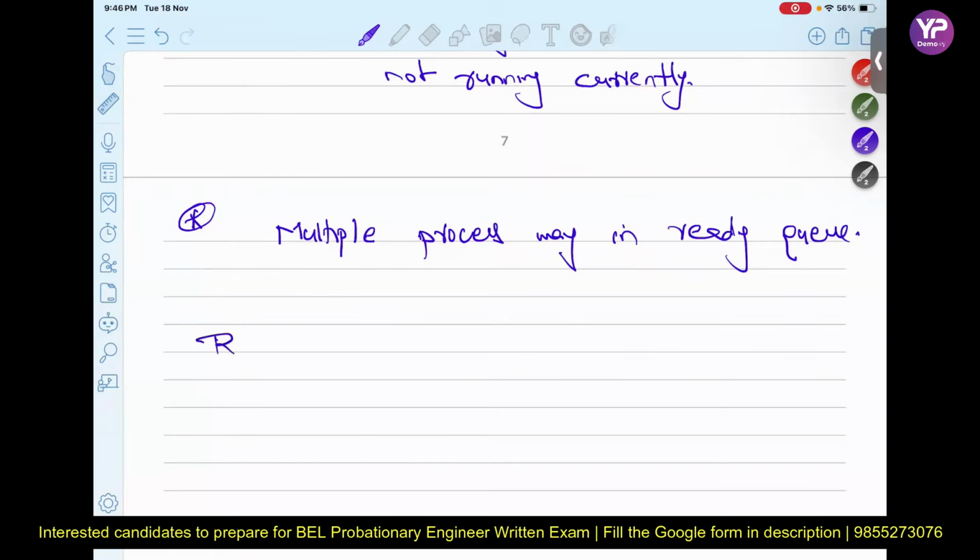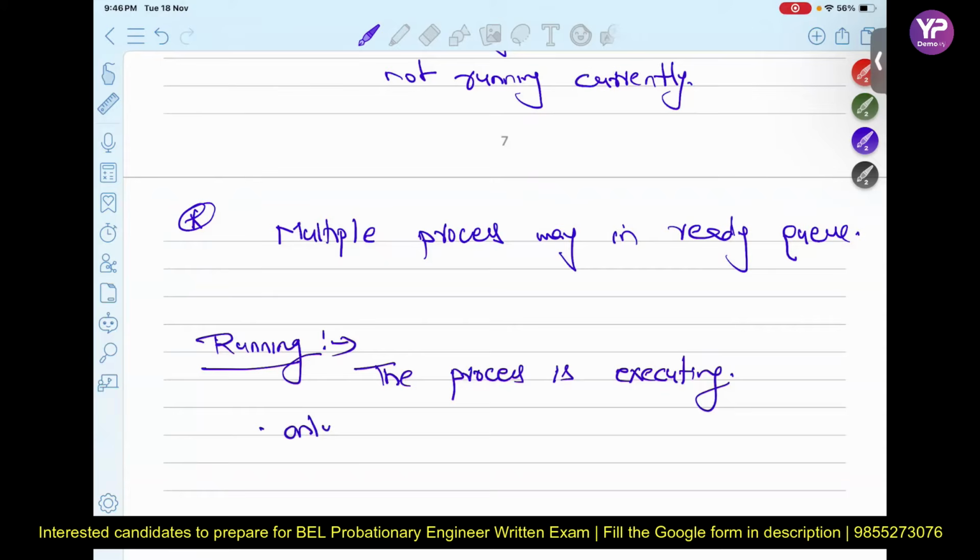The third one is running. In this, the process is executing, as simple as that. If it's a single processor, that means only one process can be running. Yes or no? On a single core CPU.